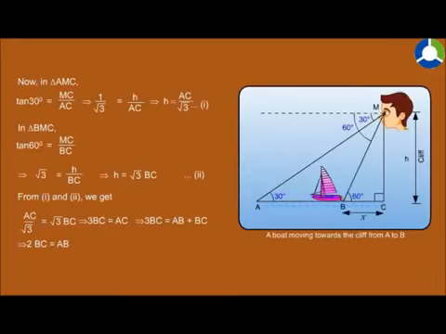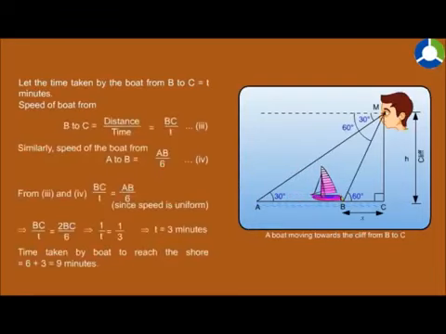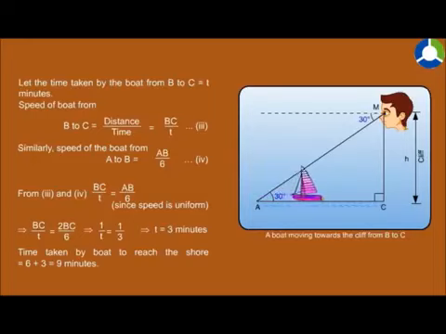From equation 1 and equation 2, we get AC upon root 3 equals root 3 BC, which implies that 3 BC equals AC, which implies that 3 BC equals AB plus BC, which implies that 2 BC equals AB. Let the time taken by the boat from B to C equal t minutes. Speed of boat from B to C equals distance upon time equals BC upon t. Equation 3. Similarly, speed of the boat from A to B equals AB upon 6. Equation 4.